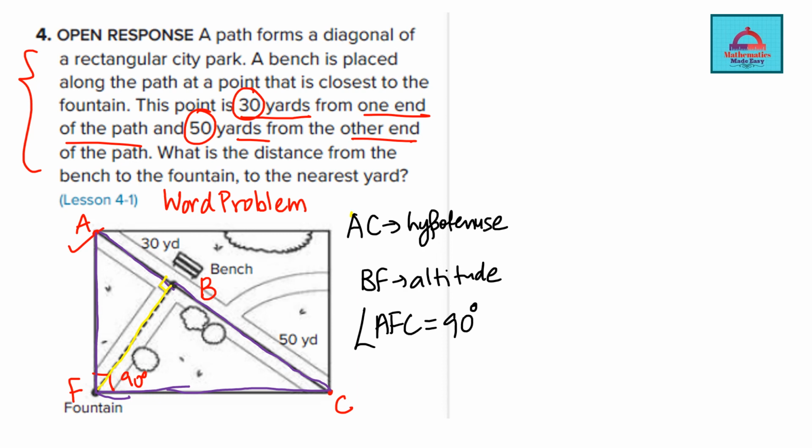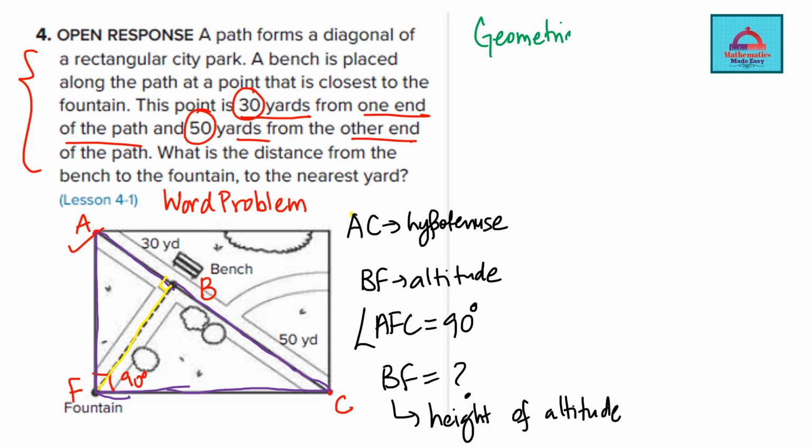What is asked? What is the distance from the bench to the fountain to the nearest yard? That means BF is what you need to find, which is nothing but the height or the length of the altitude. So we are going to be using only part 1 of the theorem, the geometric mean altitude theorem, because it is not asking for AF or FC, it is just asking you for the length of the altitude. So let's just do the first part, very easy.